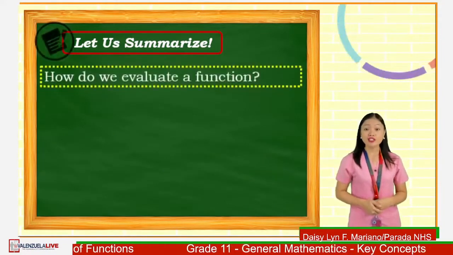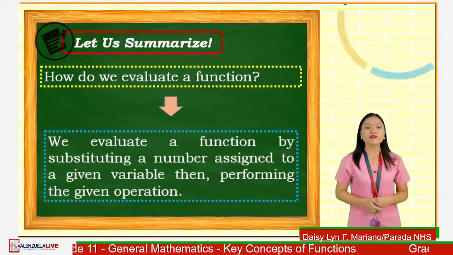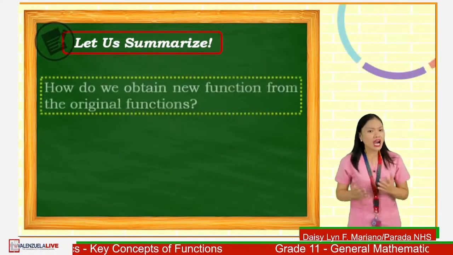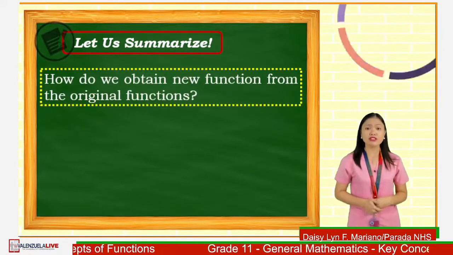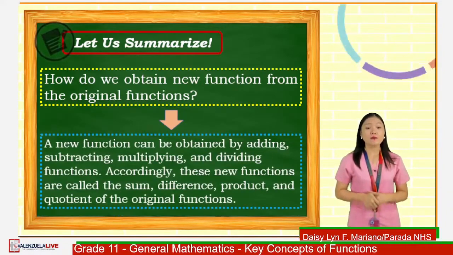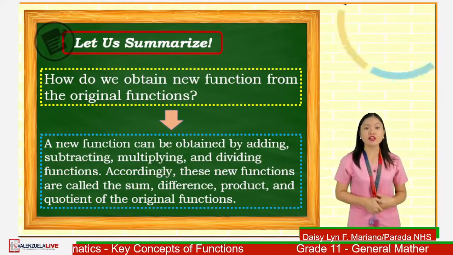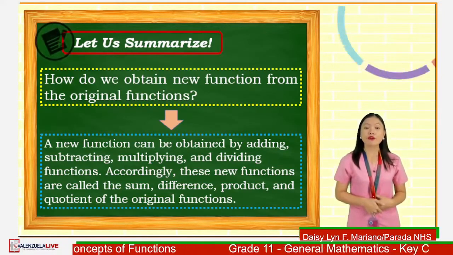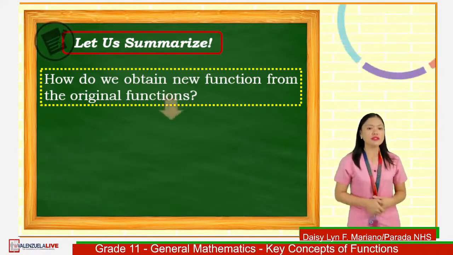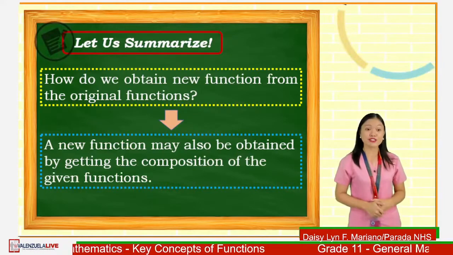How do we evaluate a function? We evaluate a function by substituting a number assigned to a given variable, then performing the given operation. How do we obtain a new function from the original functions? A new function can be obtained by adding, subtracting, multiplying, and dividing functions. Accordingly, these new functions are called the sum, difference, product, and quotient of the original functions. A new function may also be obtained by getting the composition of the given functions.